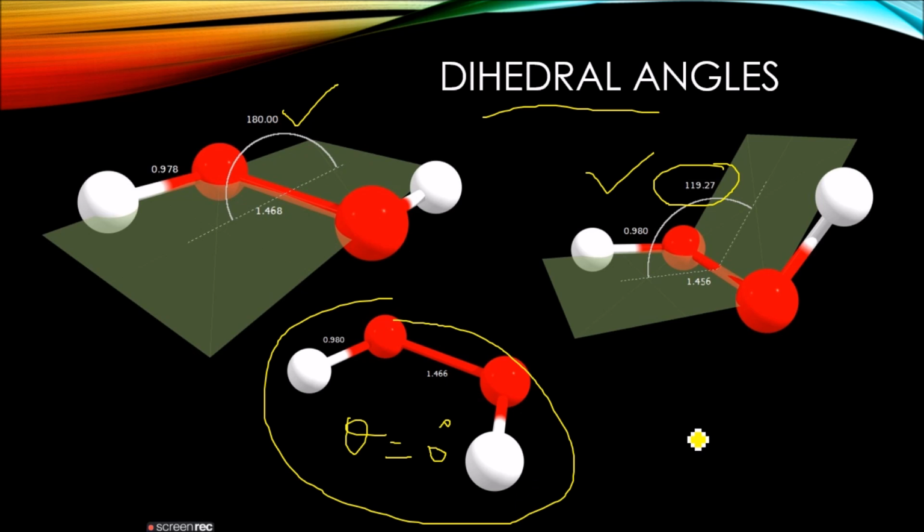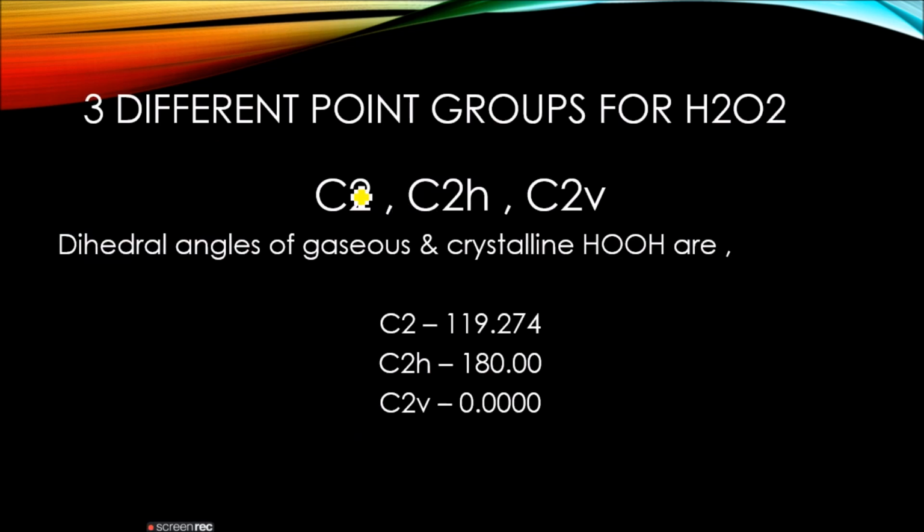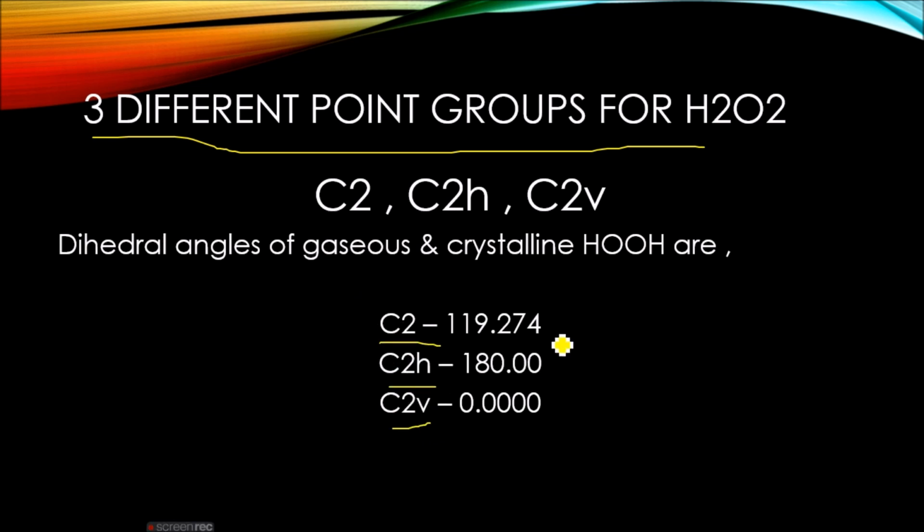Yes, so you can notice that your hydrogen peroxide can have three different point groups according to the different dihedral angles. See, C2, C2H and C2V. For C2, the dihedral angle should be 119 degrees. For C2H it should be 180. For the C2V point group you should have a 0 dihedral angle.